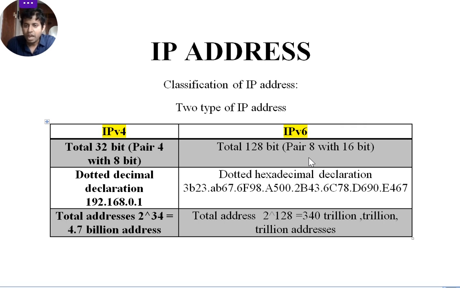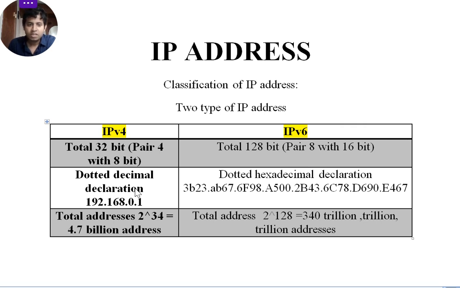IP version 4 has 4 pairs and IP version 6 has 8 pairs, and every pair has 16 bits. So the total number of pairs is 8, and every pair has 16 bits, so our total will be 128 bits.